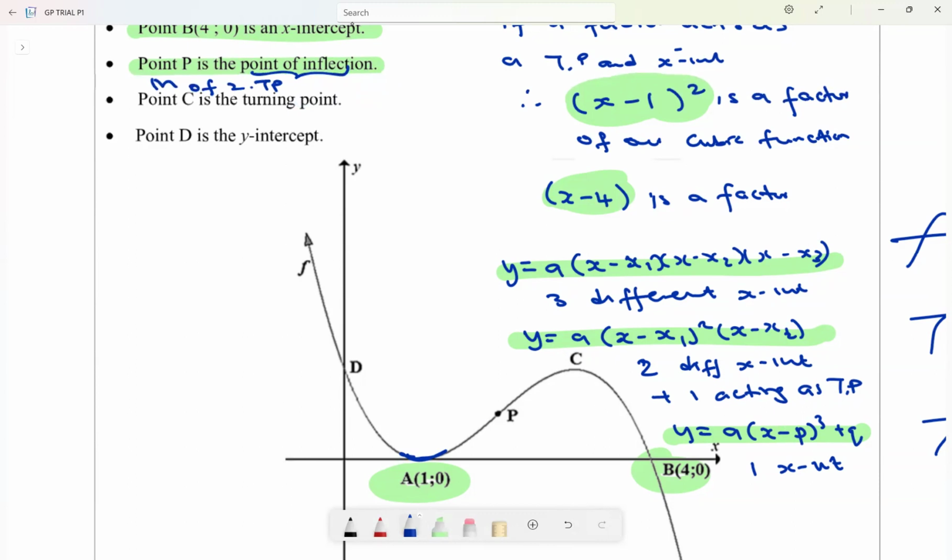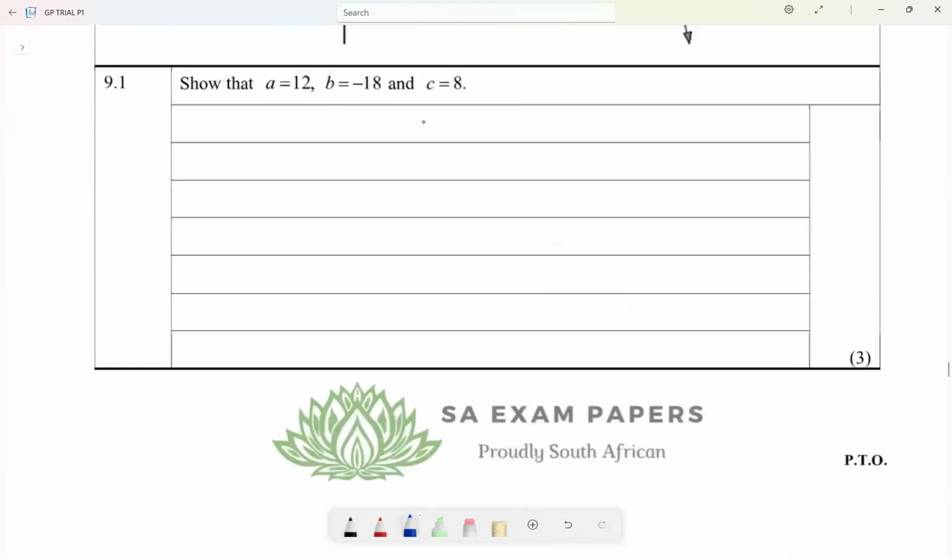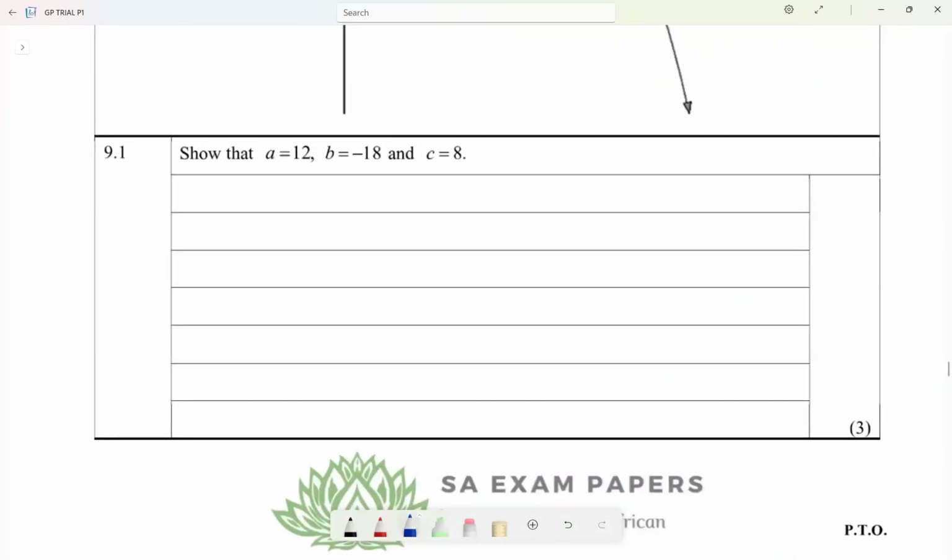It is the midpoint of our turning points. And then point C is the turning point. That one we know. Point D is the y-intercept. Y-intercept, it is the value here that we have here. So in this case, it is C. We are not given it. So let's now focus on question 9.1 without analyzing further.